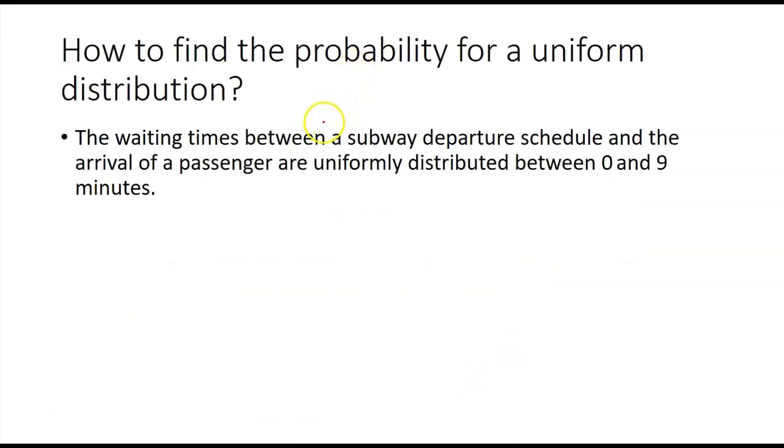On MyStatLab, when you have some questions, you're going to have to actually figure out what your probability is. So I wanted to show you an example here. The waiting times between a subway departure schedule and the arrival of a passenger are uniformly distributed between 0 and 9 minutes. On our problem here, and you'll have to forgive me for not being able to draw nice straight lines, it's uniformly distributed between 0 and 9. Uniformly distributed tells me it's going to be rectangular in shape. I also know that this area in here is going to be 1. So what I have to do is find the probability.